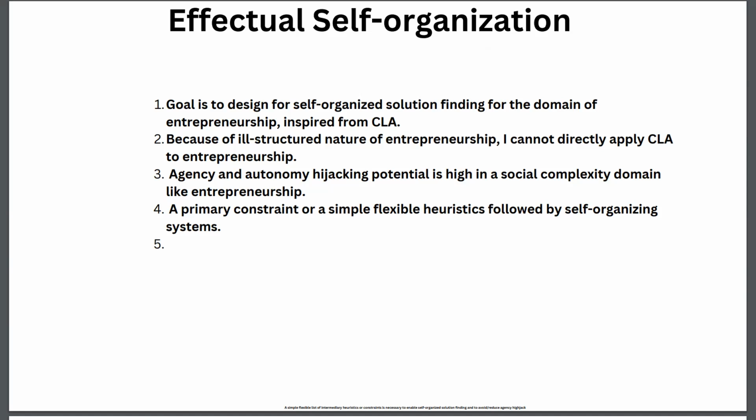As I was thinking and reflecting on this issue, I thought about the possibility of introducing a primary constraint that removes any possibility of external agents taking over the agency of the entrepreneur. So I was thinking about the possibility of solving this issue through introducing a simple flexible heuristic or constraint, a primary constraint that enables the system to stick to the self-organization dynamics instead of being hijacked by an external agent. So that is why I'm introducing here a flexible list of intermediary heuristics or constraints.